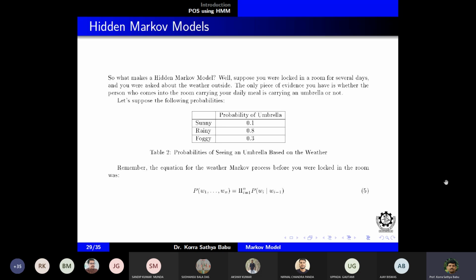And again, we need to remember the Markov process, the Markov chain: the probability of W1, W2, W3, W4, up to Wn is the product over i equal to 1 to n of the bigrams in the sequence, for that particular sequence W1 to Wn. So what is the probability? Please remember these two equations.